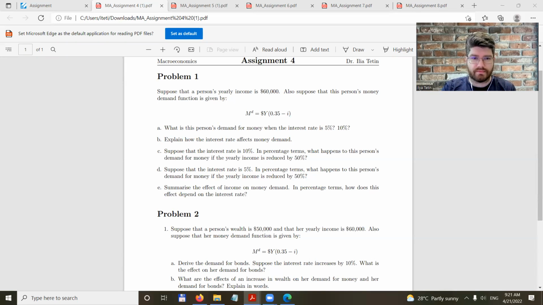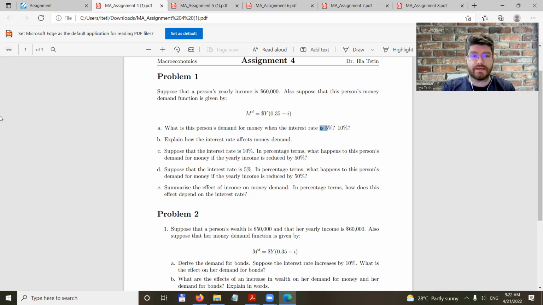In the first task of problem 1, we just place those interest rates like 5% and 10% in the equation above. So if 5%, then we calculate the money demand equals 18,000, 10% it equals 15,000, just simple implementation of the value. We place these values over here. Next, we have to explain how the interest rates affect money demand.